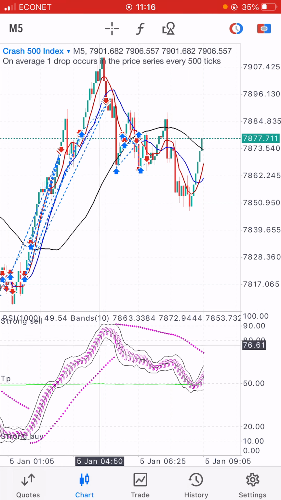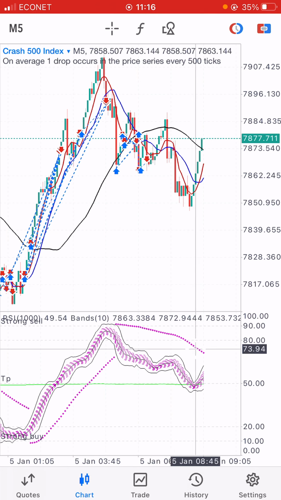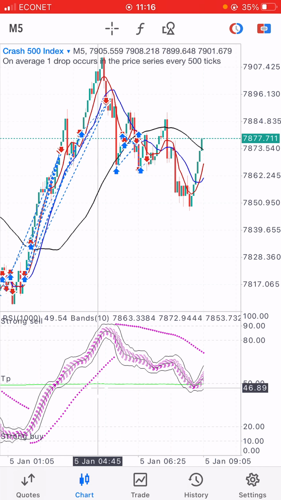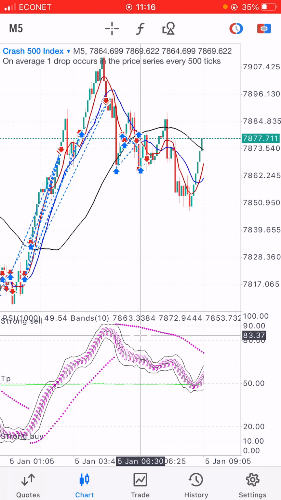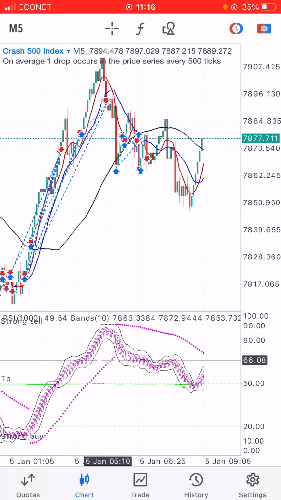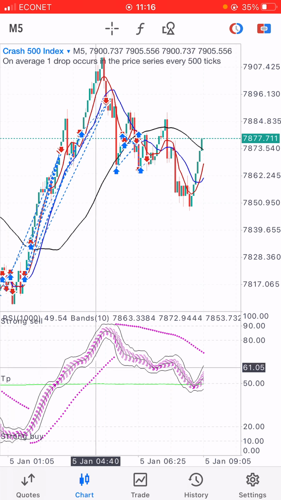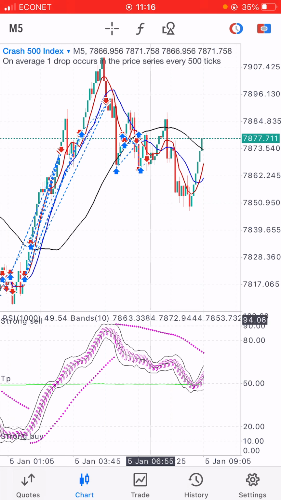The second condition is we want the trend to be on our side. So we want to have the parabolic dots above our candlesticks, which means that we're in a downtrend. If you still remember, if your parabolic SAR dots are above, it means you're in a downtrend. If they are below like this, it means you are in an uptrend. So we have confirmed our trend.